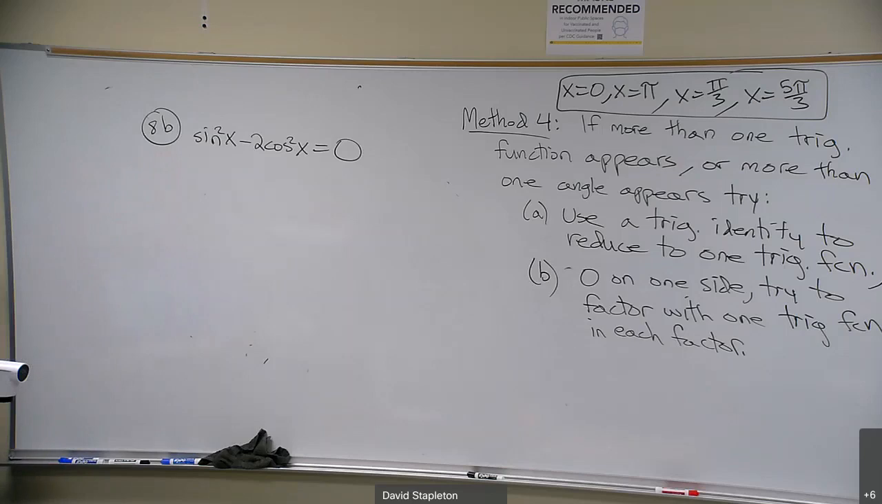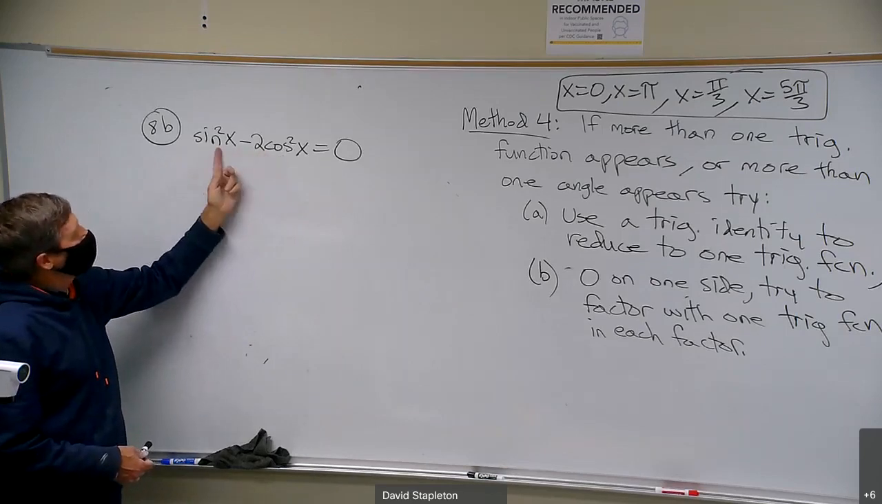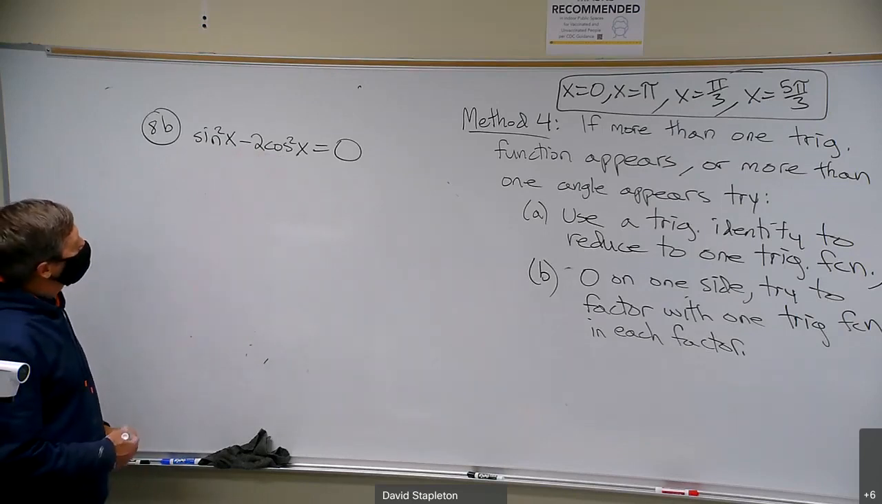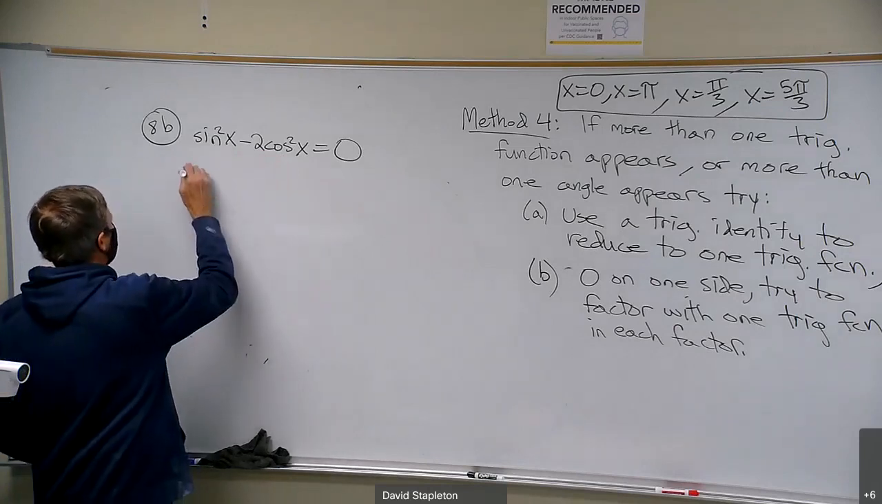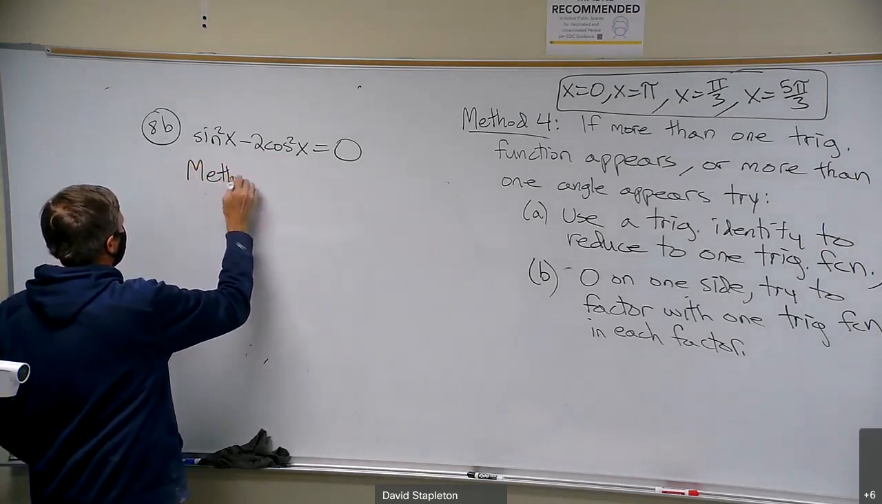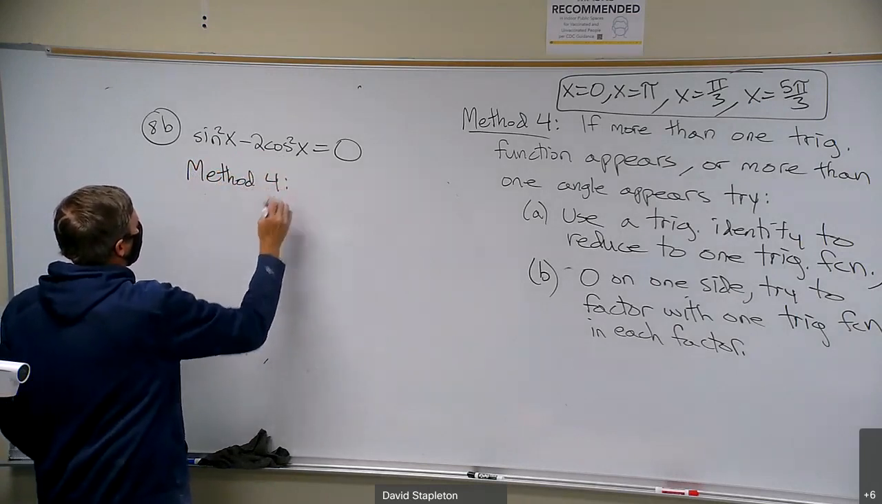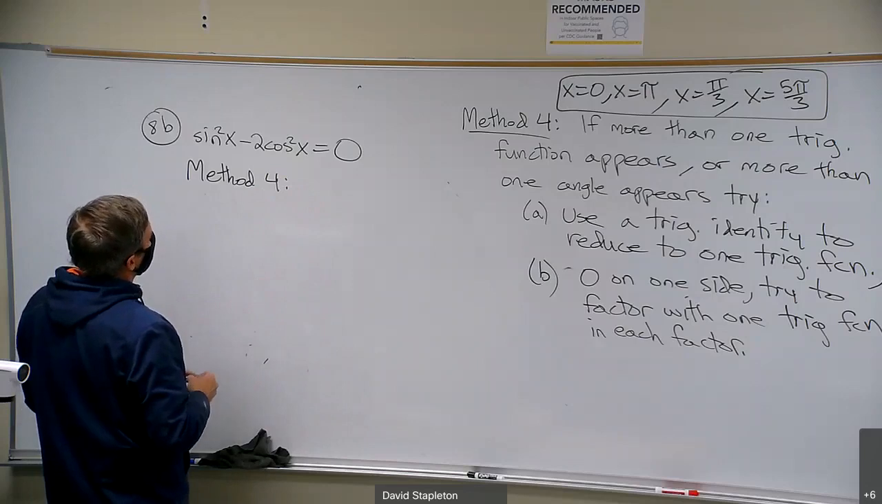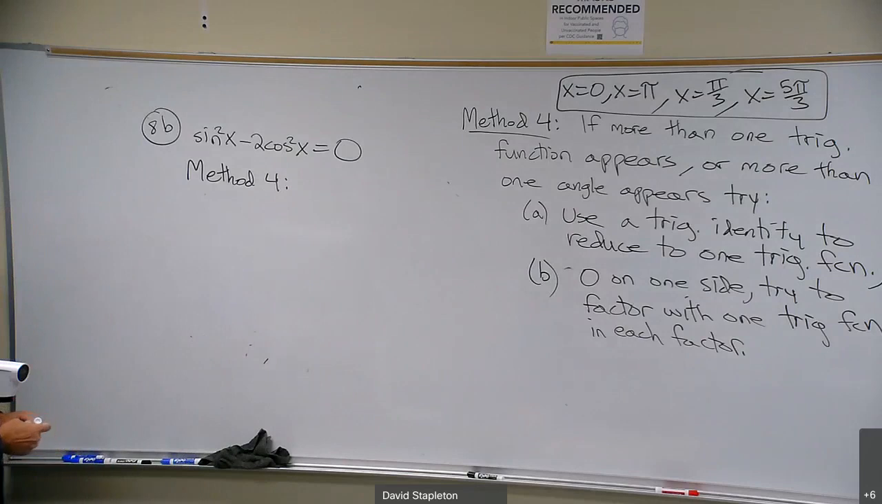It's not trig function equal number, so it's not method 1. It's not a times the trig function plus b equals 0. It's got squares in here, but it's got 2 different trig functions, so it's not method 3. It must be method 4, right? More than one trig function. What can I do with this? I can either try and factor it, so there's one trig function in each factor, or I can try and use a trig identity to reduce it to one trig function. You see what we do? What should we do?